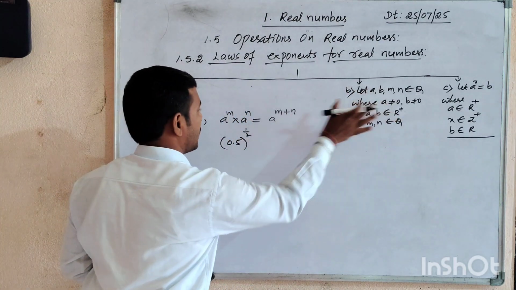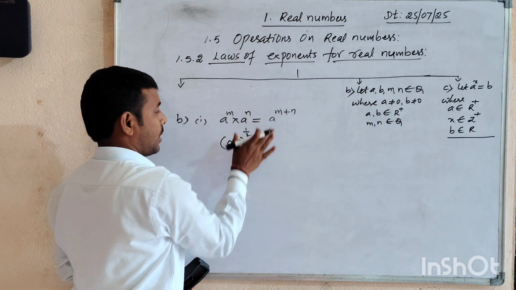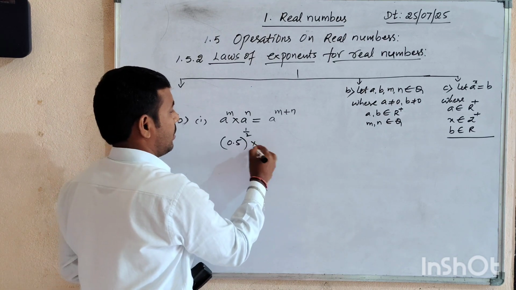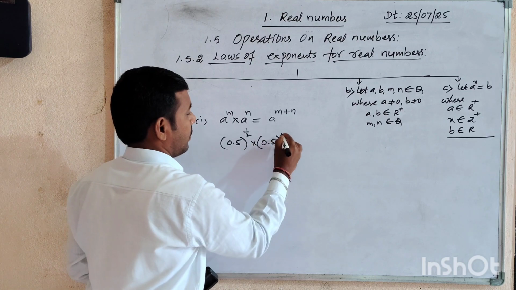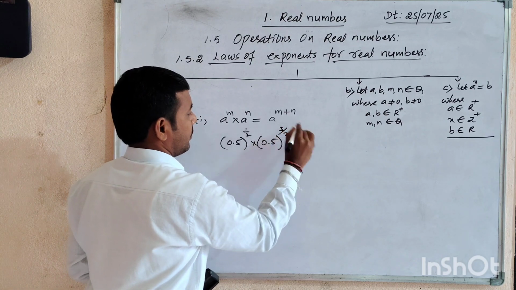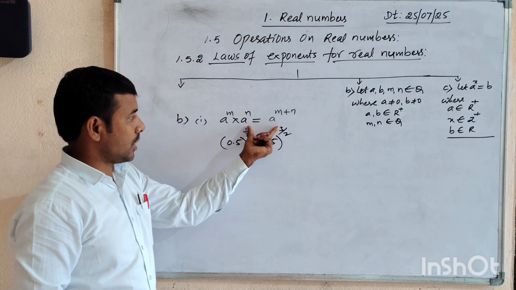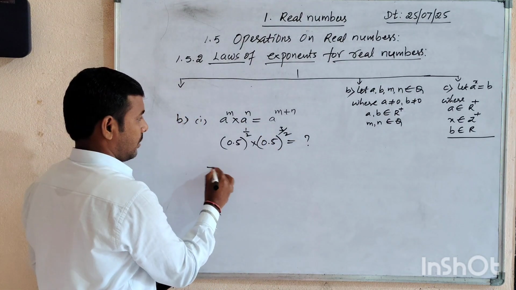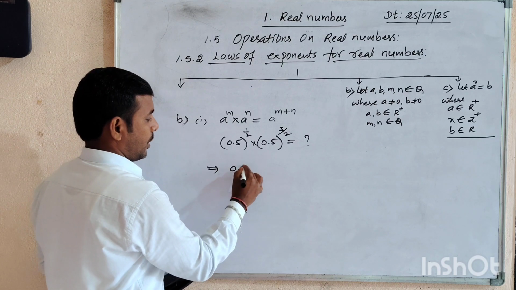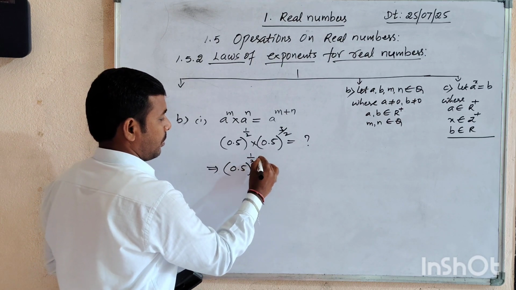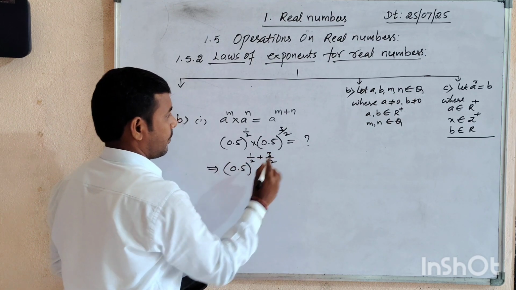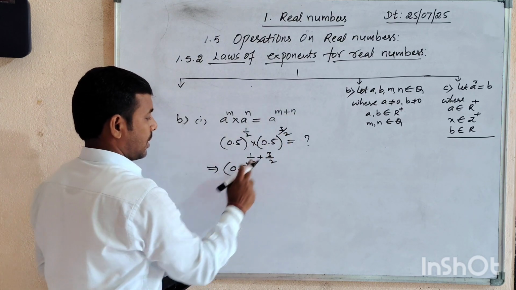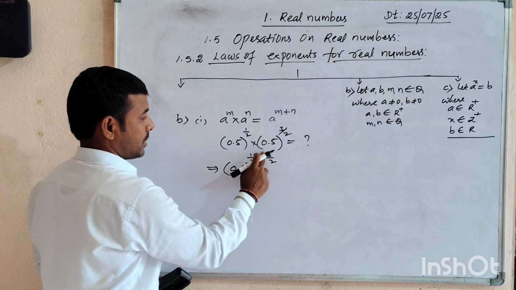Based on these conditions, by applying this formula, I am making a question in front of you. I am doing the problem also. 0.5^(1/2) into 0.5 to the power of, suppose you take 3/2. These both are rational numbers. Now how to do this problem? So the answer: 0.5^(1/2 + 3/2), based on this formula a^(m+n).